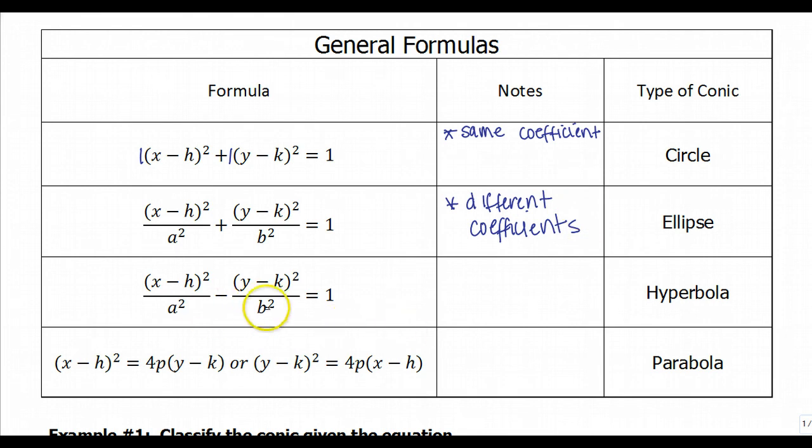And then a hyperbola is so similar to an ellipse, right? The first term and the second term are the same. The only difference is that it's a minus. So, and that's the only one with subtraction. So I'm going to say subtraction.